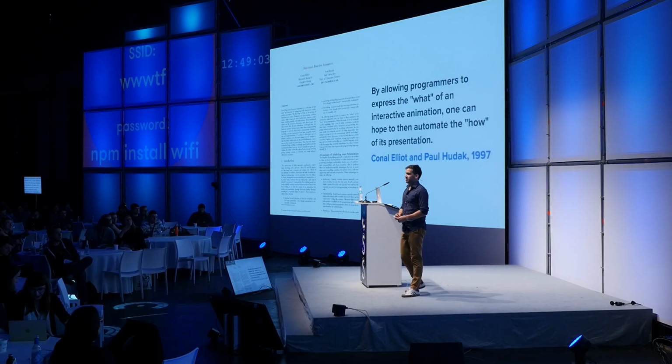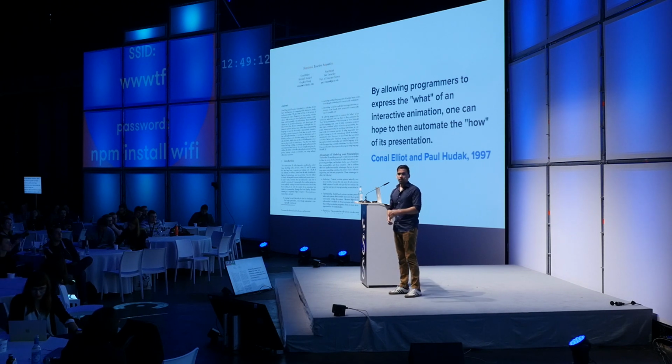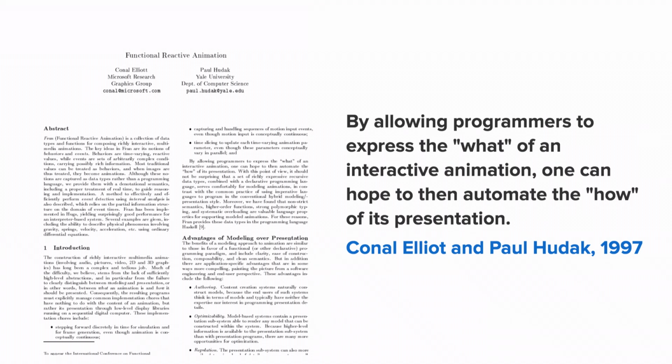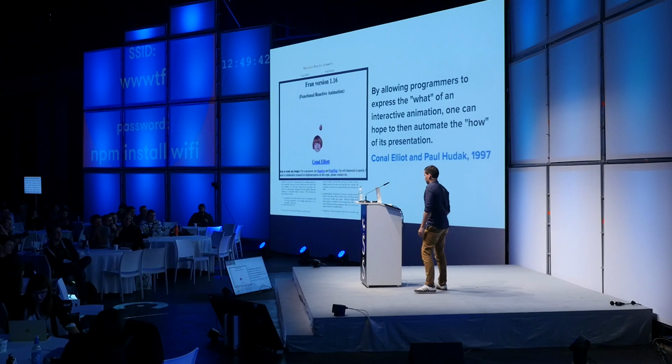Now, this idea is not new. It's actually really, really old, coming from 1997, a year after CSS or the web was born or something like that. And in this paper, which is very much an academic paper, there's one quote where it says, "By allowing programmers to express the what of an interactive animation, one can hope to automate the how of its presentation." And I quoted this because it's the only paragraph I understood in this entire paper. But also because, and this is their website, by the way, this is what they did with reactive animations. We're not going to be doing this. This is just weird.